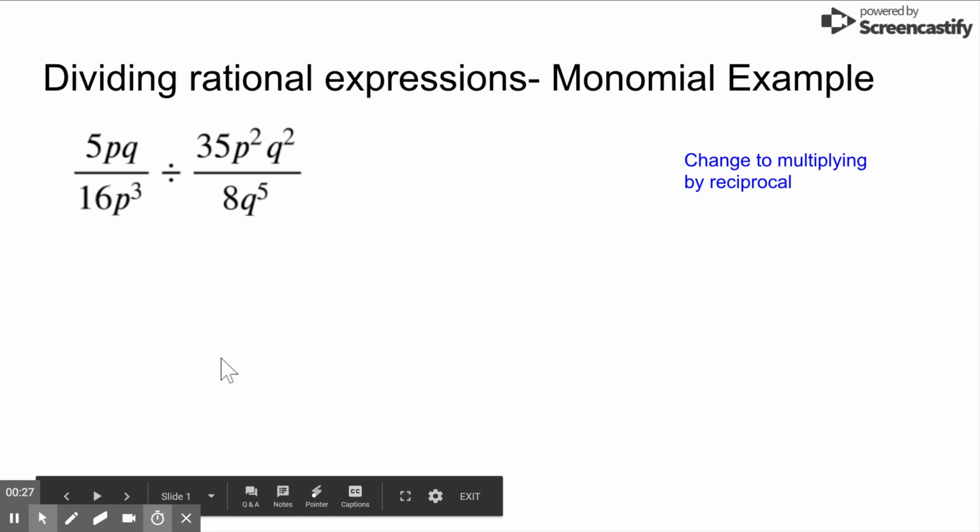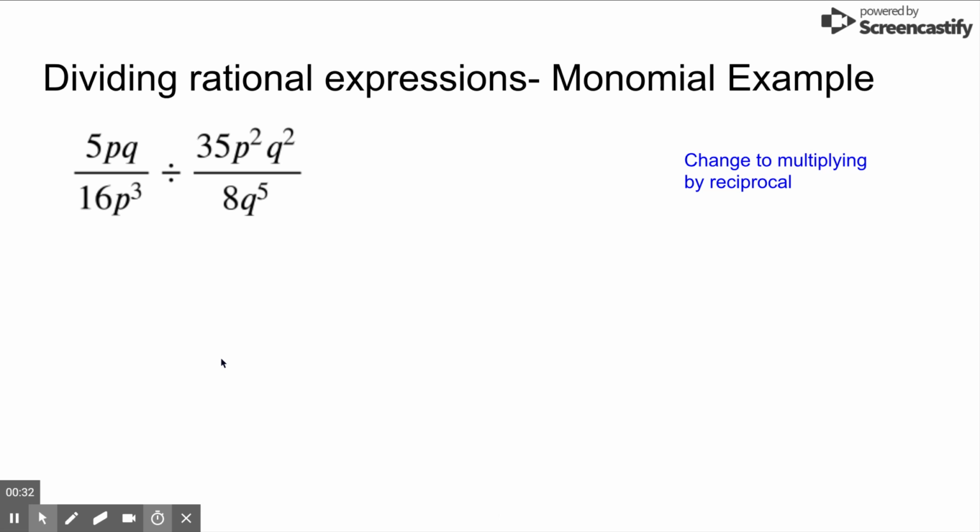Now the first thing I want to do is change to multiplying by the reciprocal. This means that we're going to change our division sign to multiplication, and we're going to change our second fraction by flipping it upside down. This becomes 5pq over 16p to the third times 8q to the fifth over 35p squared q squared.